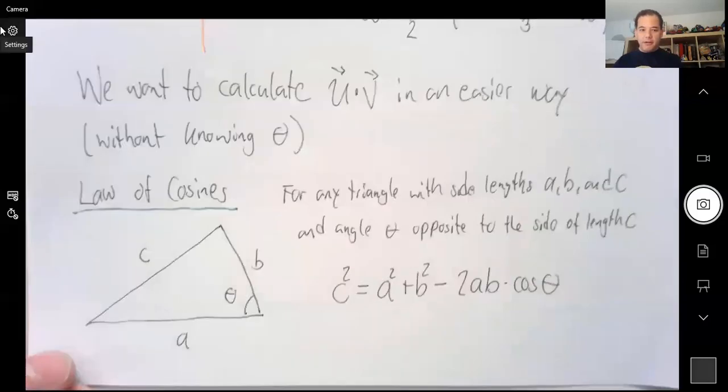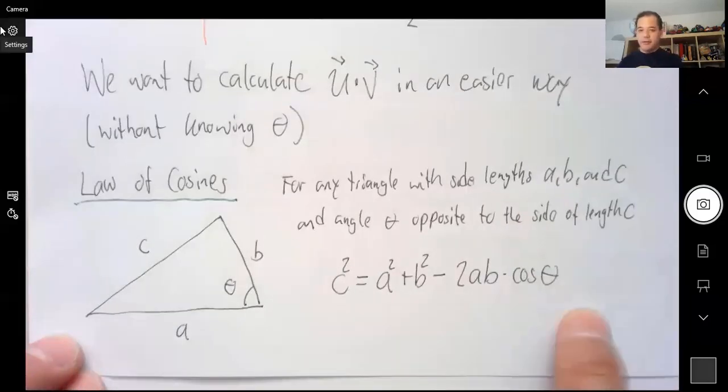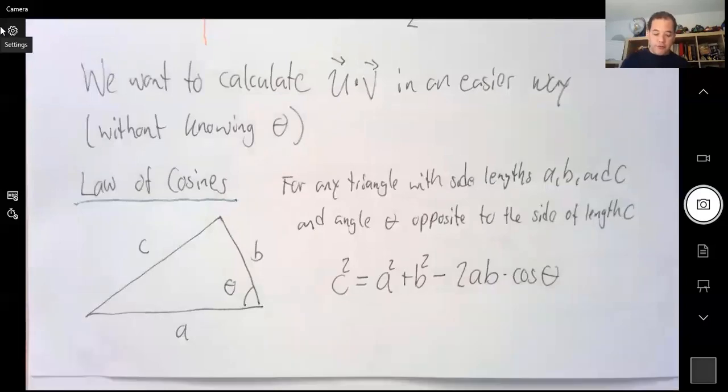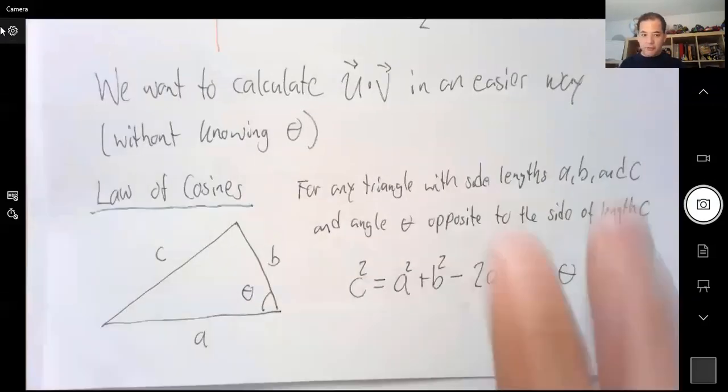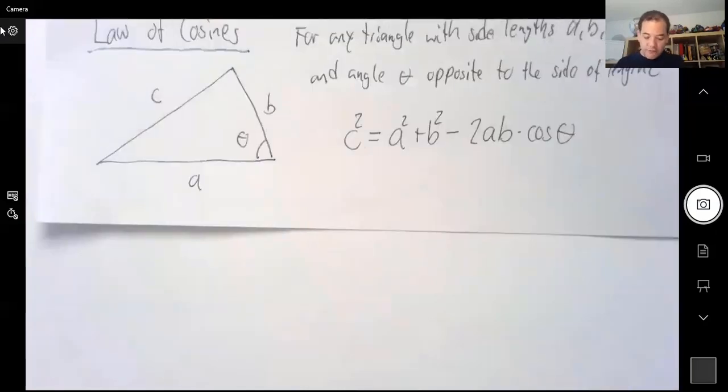Let me put it back here. The law of cosines. And now we're going to use it to calculate the dot product, right? That's what we wanted in the first place. We wanted to know the dot product. And to do that, I need to come up with another picture. So I need to show you now what the picture of U and V looks like.